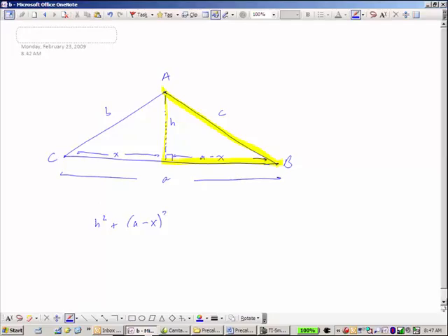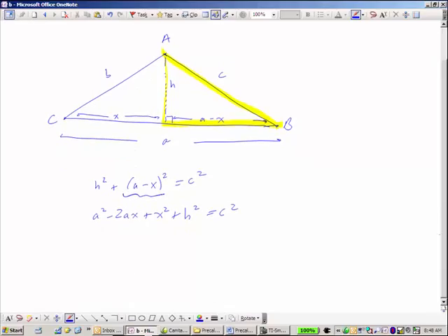I love it. It's the Pythagorean theorem, okay? So let's see. A squared minus 2ax plus x squared plus h squared equals c squared. You okay with how I foiled that? I did it fast. Is it all right? Algebra 1 or Algebra 2? 2? Foiling? A little bit of one. All right, so I have that first relationship. That's going to be helpful.